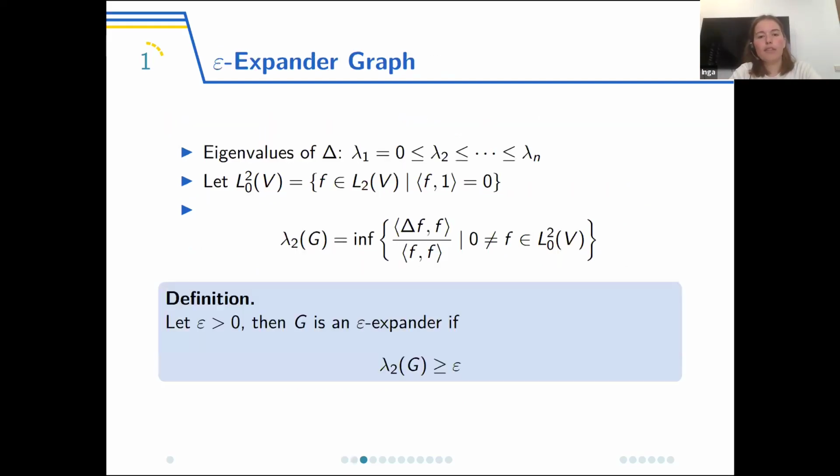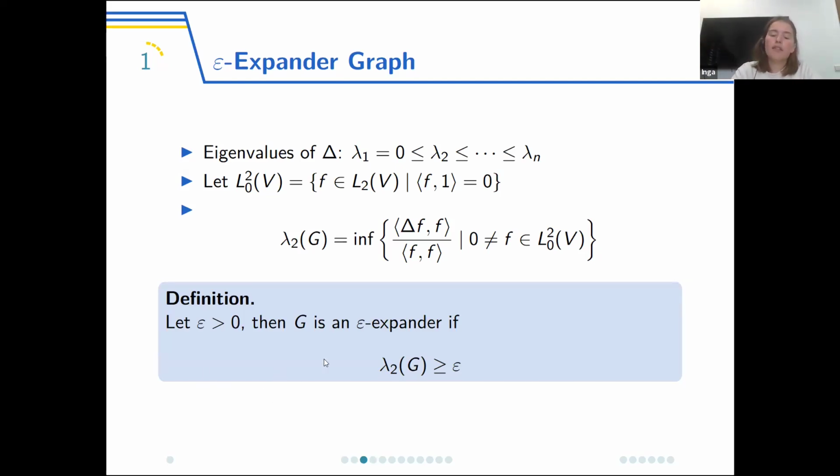And well, I already said that all the eigenvalues are non-negative, and it turns out the smallest eigenvalue of delta will always be 0. And the second smallest eigenvalue is strictly positive if and only if the graph we started with is connected. And this already hints that the second smallest eigenvalue is really the one we should look at when we want to know more about the connectivity of the graph. And this will really turn out to be a good notion.